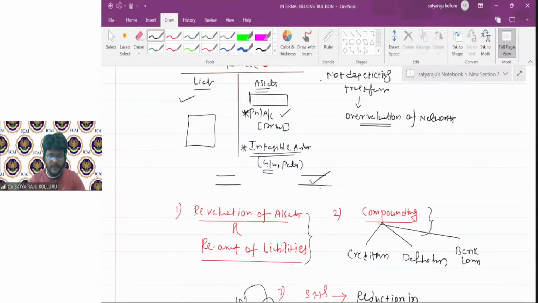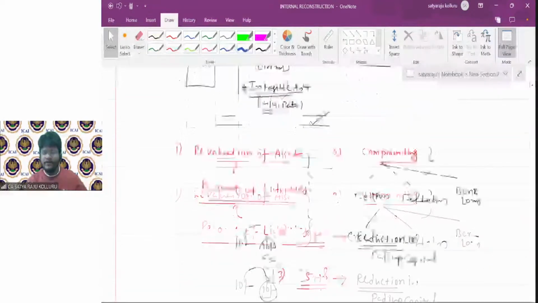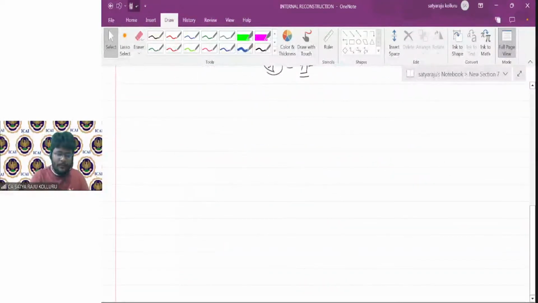Sir, before internal reconstruction, the company has to take permission from the tribunal. Yes, good point actually, that is a valid point. Let me explain how the internal reconstruction process happens in the legal mode. Good doubt. Who asked that doubt actually? Pius. Okay, come here.